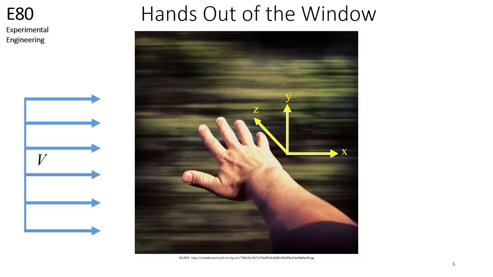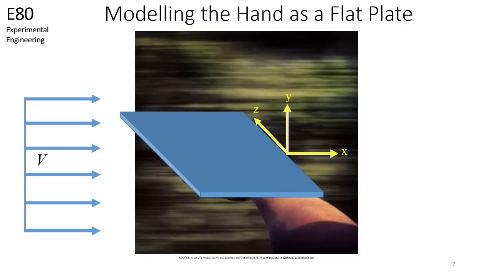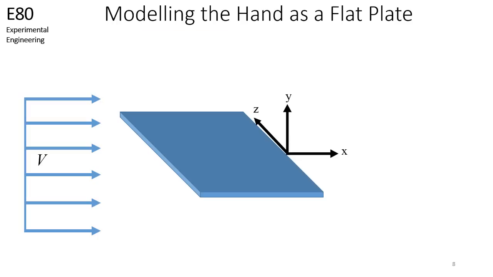Let's assume your vehicle was moving forward, so the incoming air has a velocity v and is moving in the positive x direction. A hand has a number of features that make the calculation of forces rather complicated, and the goal of this video is to introduce you to drag. Therefore, let's simplify our calculations by approximating a hand as a flat plate. This looks a little funny, but it's going to make learning the concepts in this video a lot more straightforward.